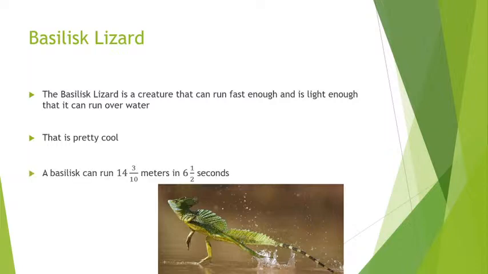Anyway, it turns out a basilisk can run about 14 3/10 meters in 6.5 seconds. How far can it run in 20 seconds? So give me a unit rate and see if you can use that to find out how far it can run in 20 seconds. Give it a shot.